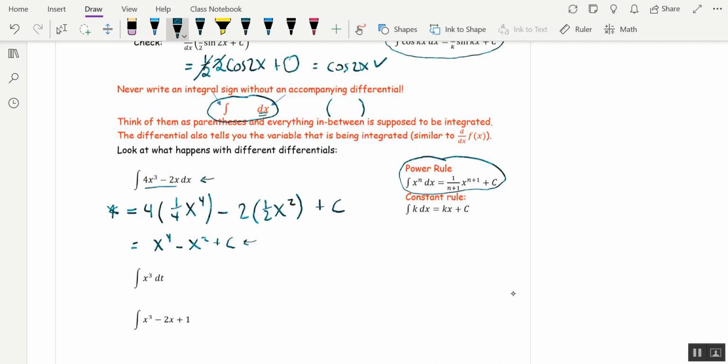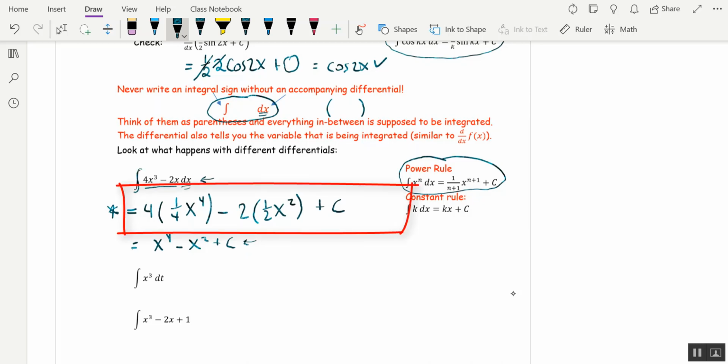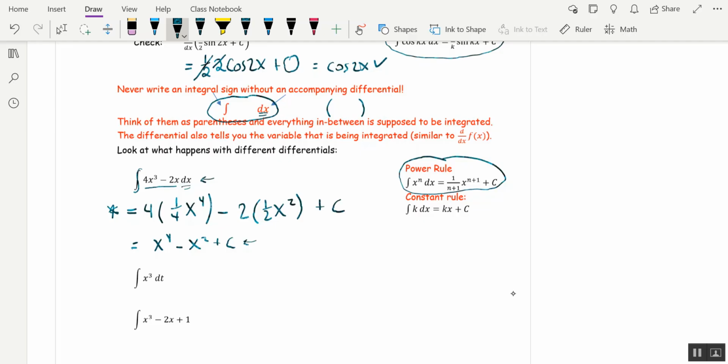Notice also, once you integrate, you drop the integral sign and you drop the dx. So as soon as you find an antiderivative, which I did, this is the second line, there's no more integral sign. So the next one, notice the differential is dt, integral of x cubed dt. That means the variable that we're integrating with respect to is t, not x.